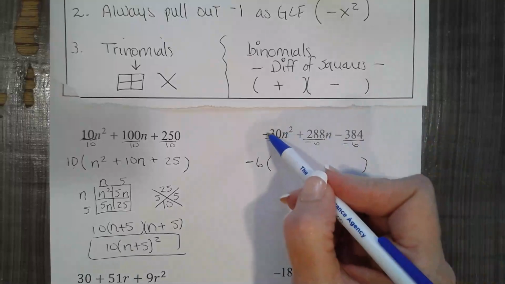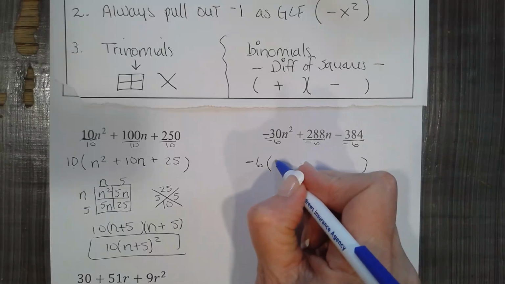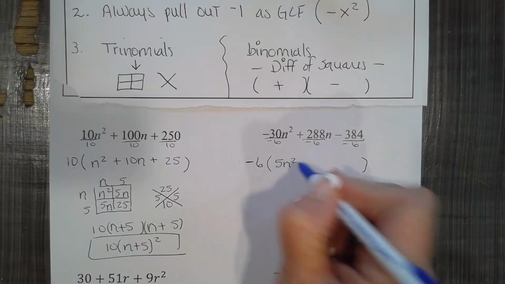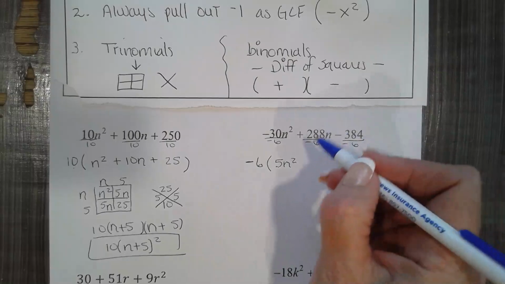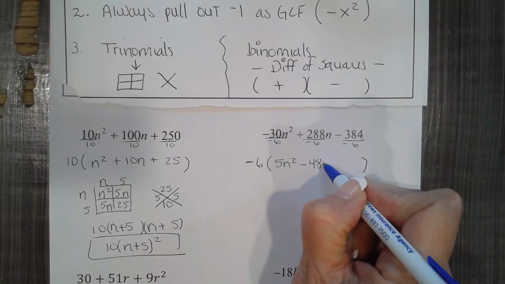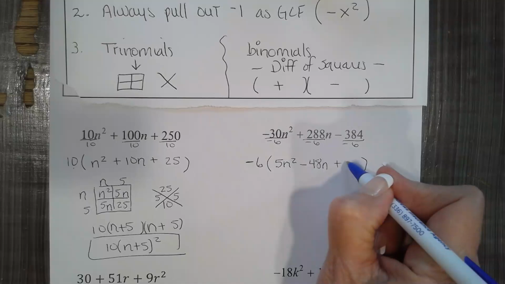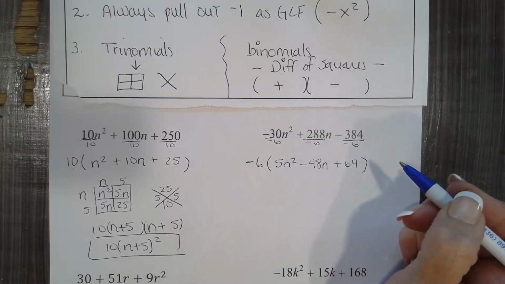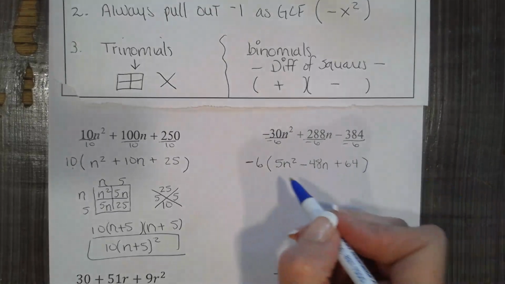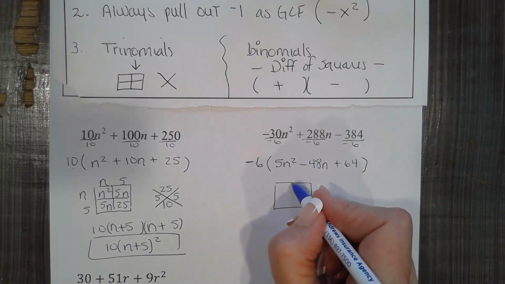And what that negative is going to do is change the sign. So this is going to be a positive 5n squared. This is going to be negative 48n when you divide. And this is going to be a positive 64. Okay, now trinomial, I'm going to factor with my 2x2 box.